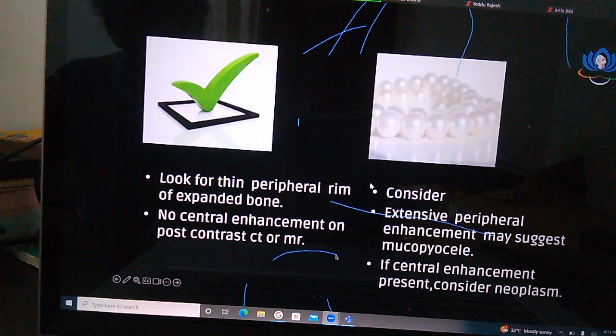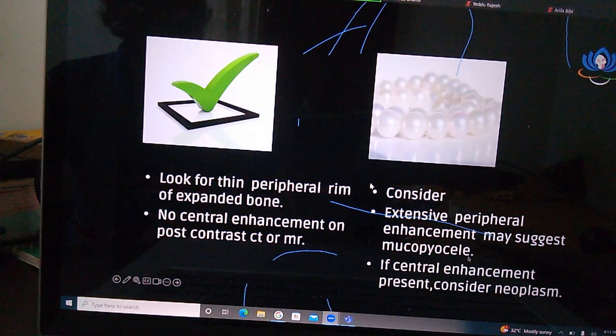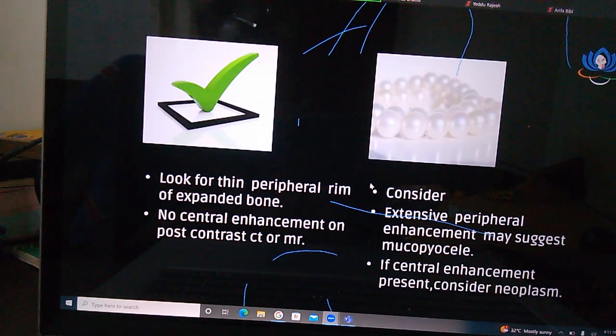Okay, and extensive peripheral enhancement may sometimes suggest a mucopyocele. Yeah, sometimes it can get infected and become a pyocele. So in that case, the extensive peripheral ring enhancement will be there. Okay, if there is central enhancement, then you should consider it a neoplasm.